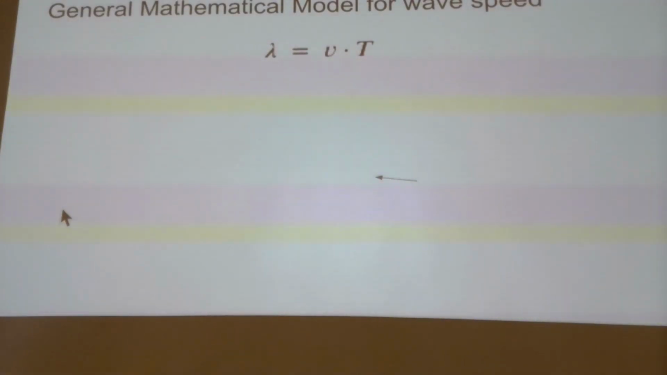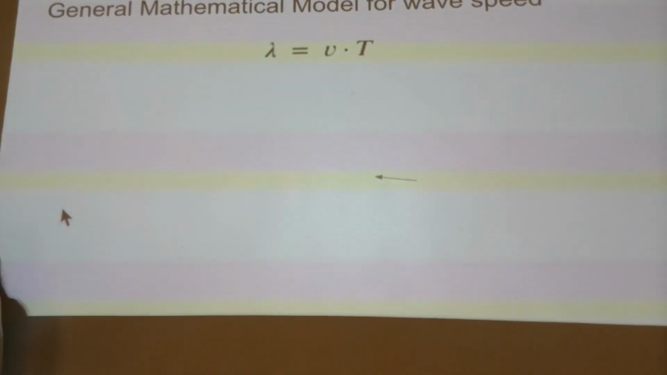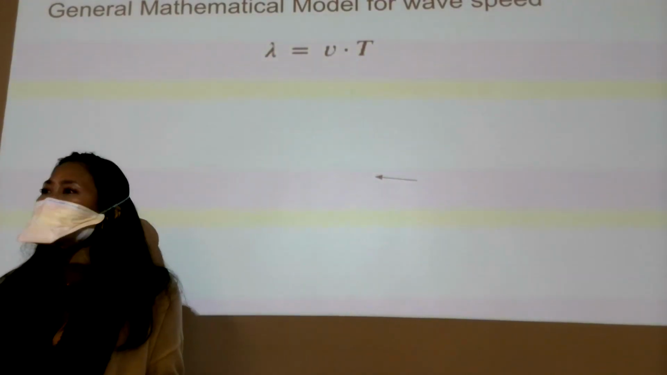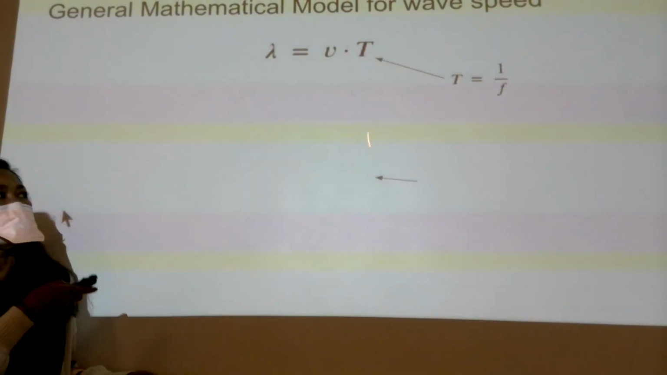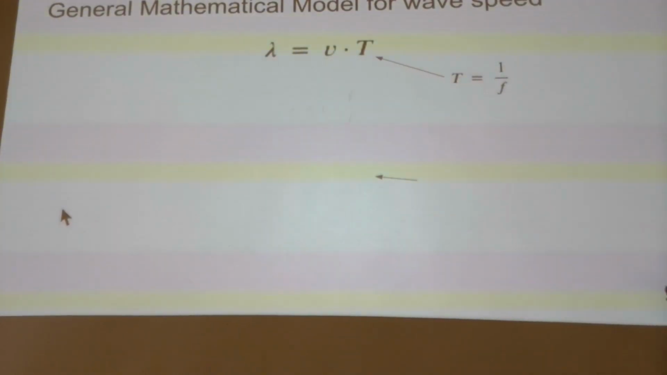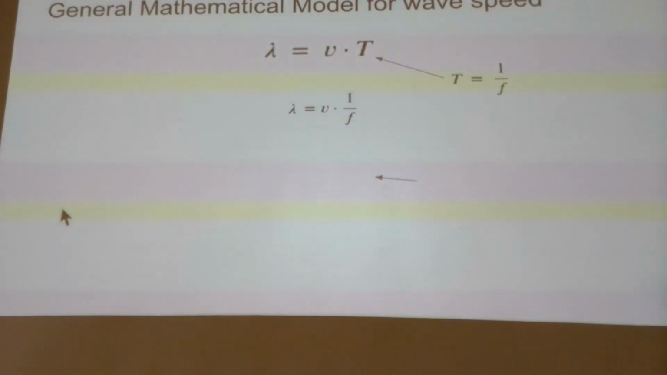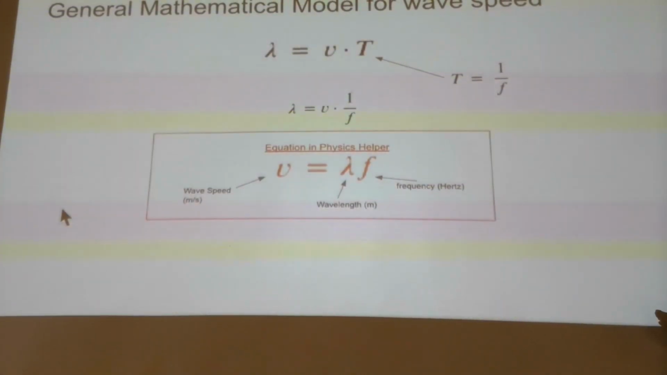Now let's get into the general equation for wavelength and velocity. In our graph, we use period. And the reason why we use period is because period is in seconds. Seconds is easy to interpret. Hertz, not so easy. So our equation in our physics helper actually uses frequency. So because period is 1 over frequency, we can just substitute 1 over frequency into our original equation. And if I do a little manipulation, this is the equation you have in your physics helper.